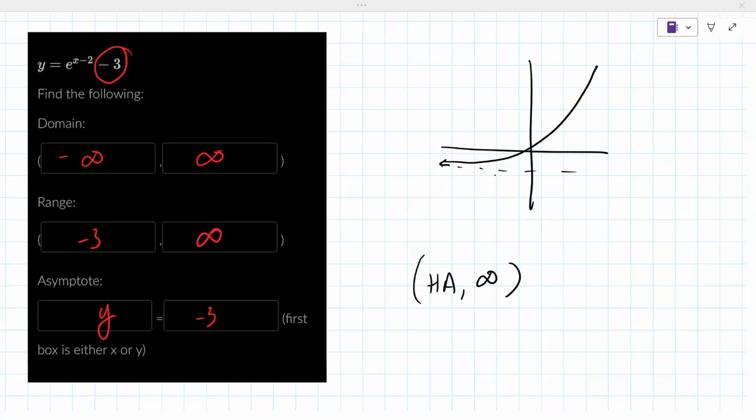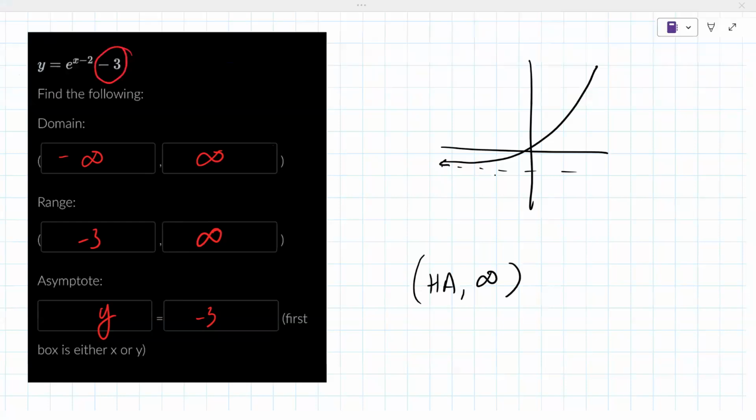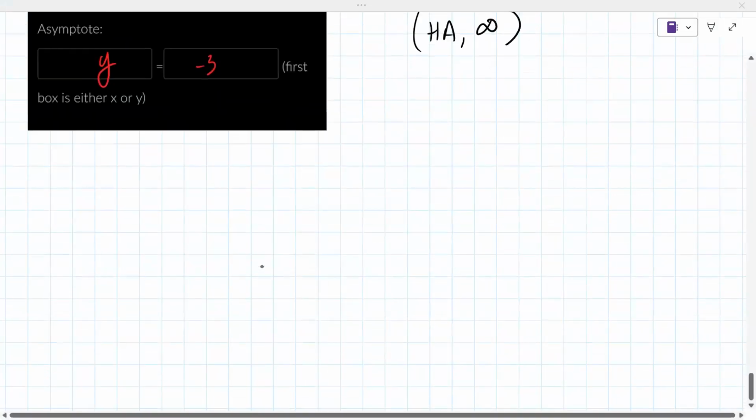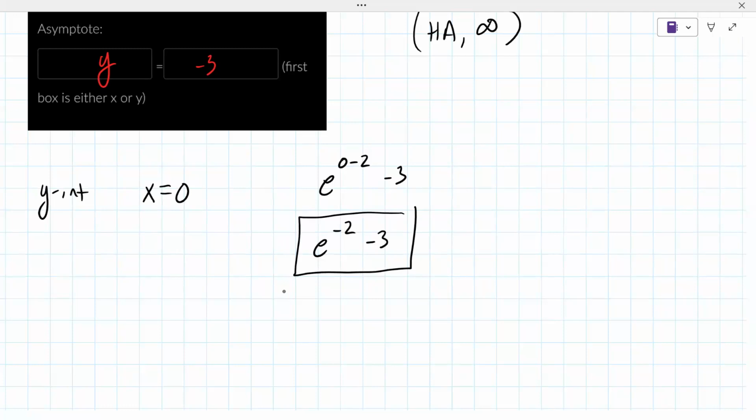There's also the x and y on this one. So we're talking about the x-intercept and the y-intercept. Which one's first? Y-intercept. Okay, so the y-intercept is when x equals 0. So that's e to the 0 minus 2 minus 3. It's e to the -2 minus 3. So I'm not sure how you have to enter that, but somehow that's what you're going to try to do.